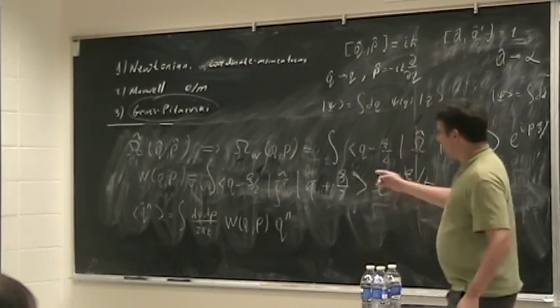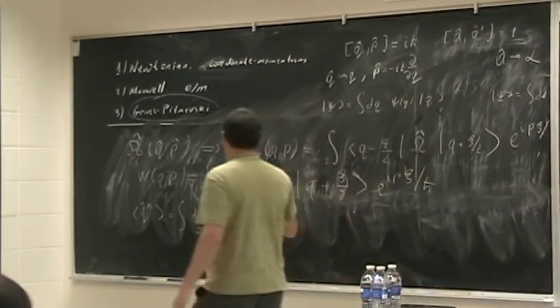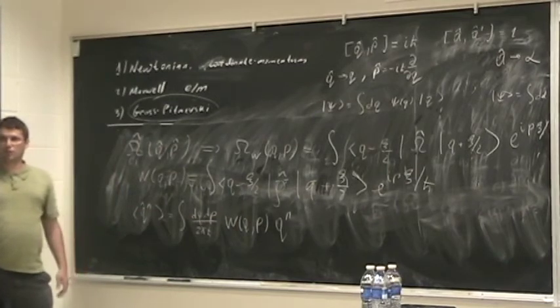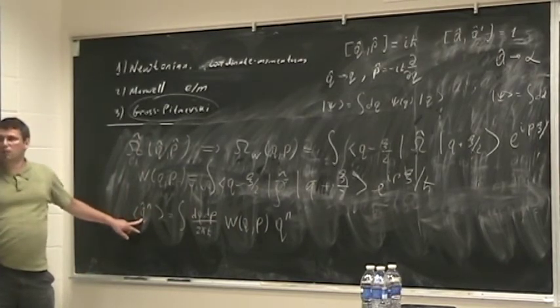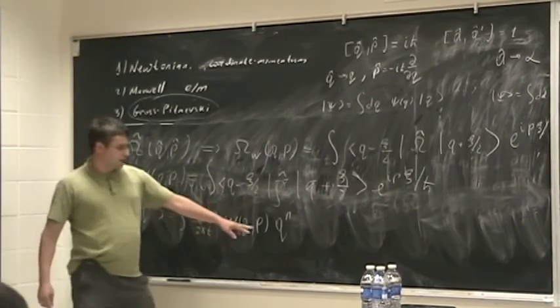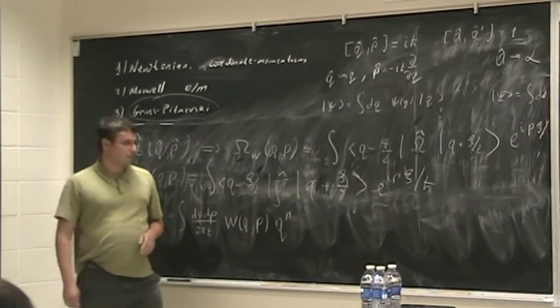So we see that our Wigner function starts to look like some probability distribution, some rho which I introduced before. Moreover, if you try to do the same calculation for p to the power n, you'll find exactly the same result. This will be the integral of p to the power n weighted with the Wigner function.